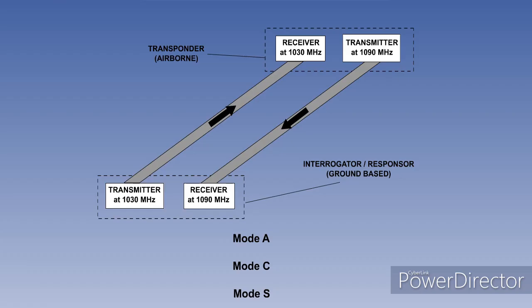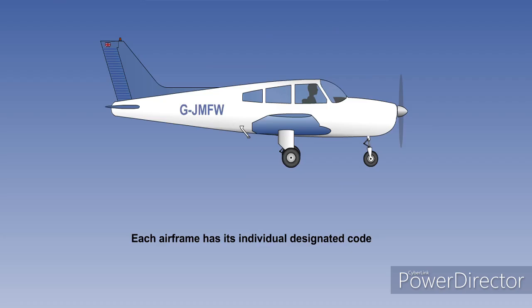The main features of the new Mode S are: there will be many more codes available. The aircraft address code will be made up of 24 bits. This means that the system will have over 16,700,000 discrete codes available. This will be enough to give an individual address code to each aircraft. The code will be incorporated into the aircraft at manufacture and remain with it throughout its life.